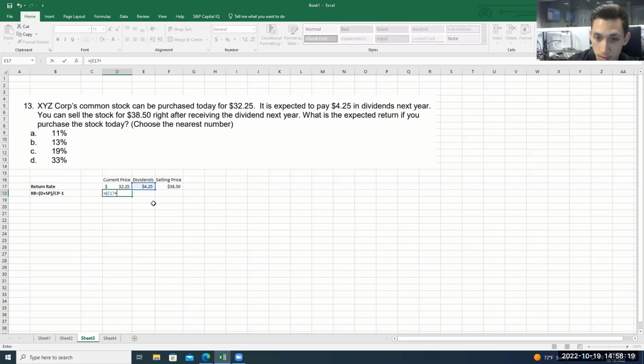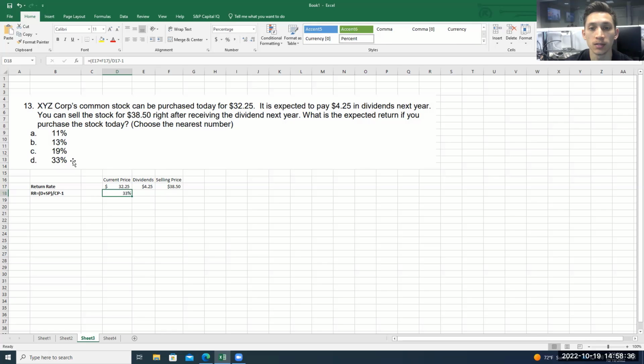Dividends plus our selling price divided by our current price, minus 1. Return, it was supposed to be a percentage. Yeah, 33% is going to be D. That's going to be our return rate for the stock.